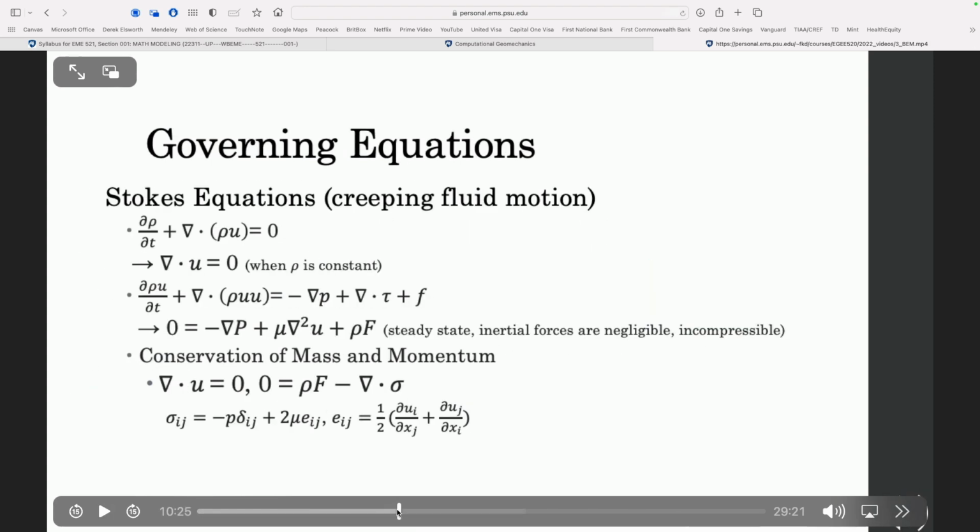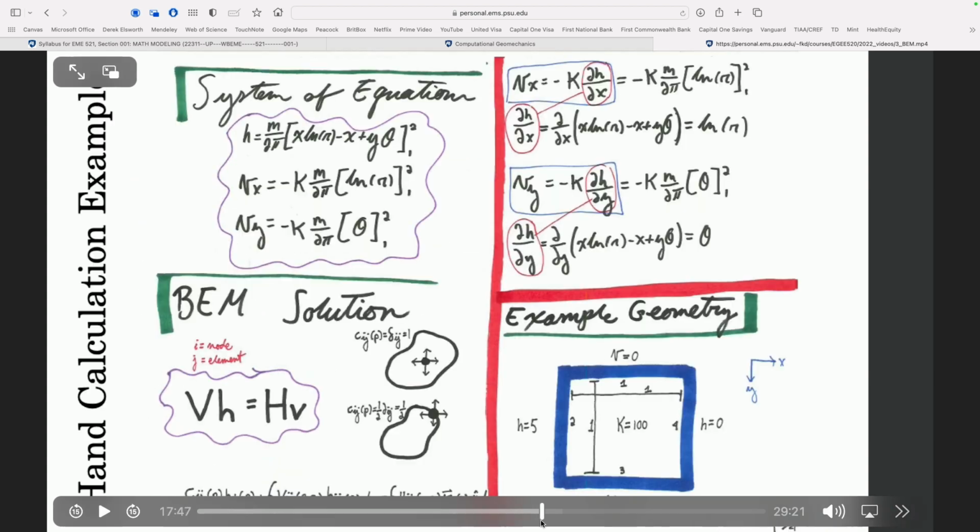Actually, I think this one, even though it's 30 minutes, I thought it was a really cool one, on the theory behind the boundary element method. They did some nice explanations for the solution, the governing equations, and how to move it.